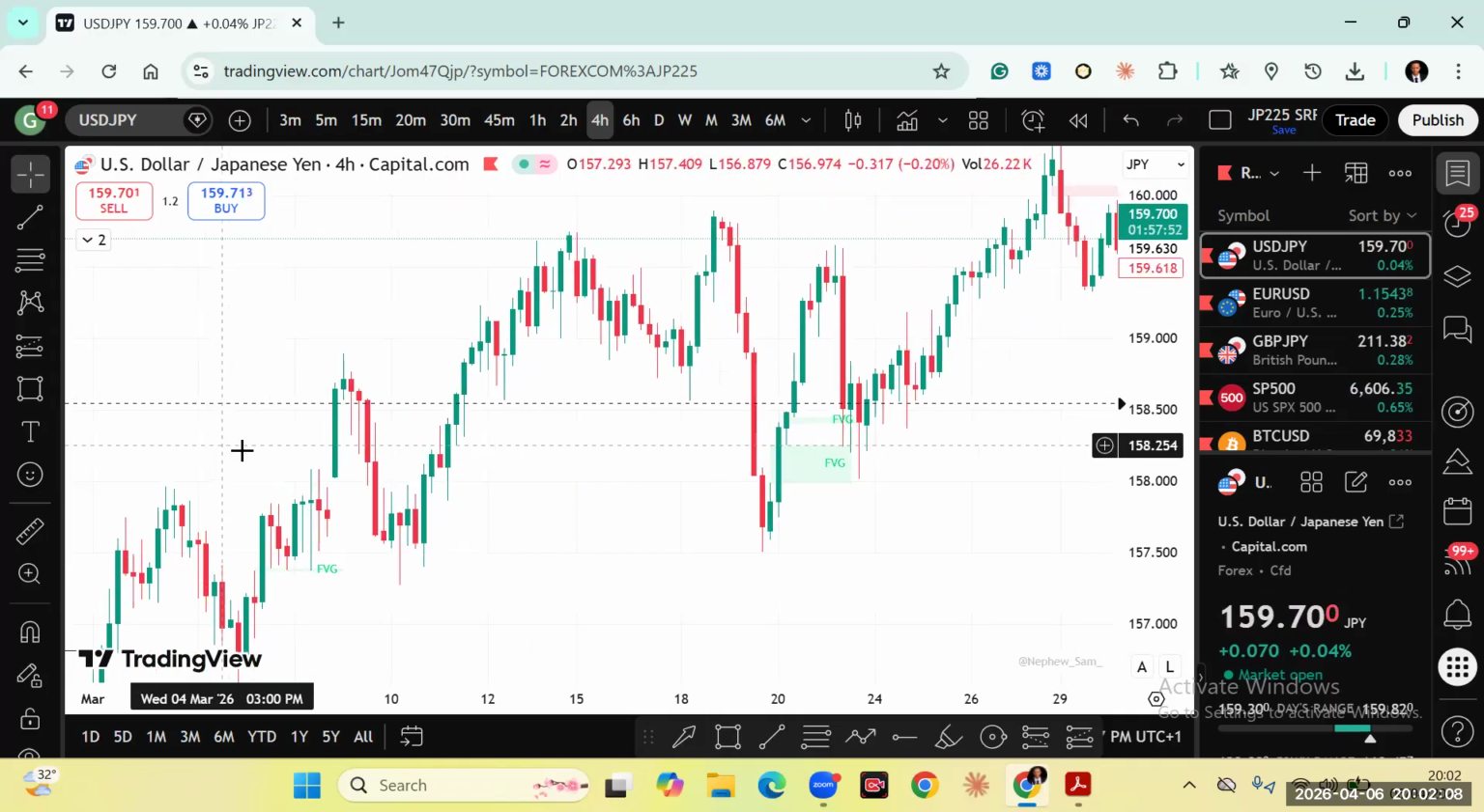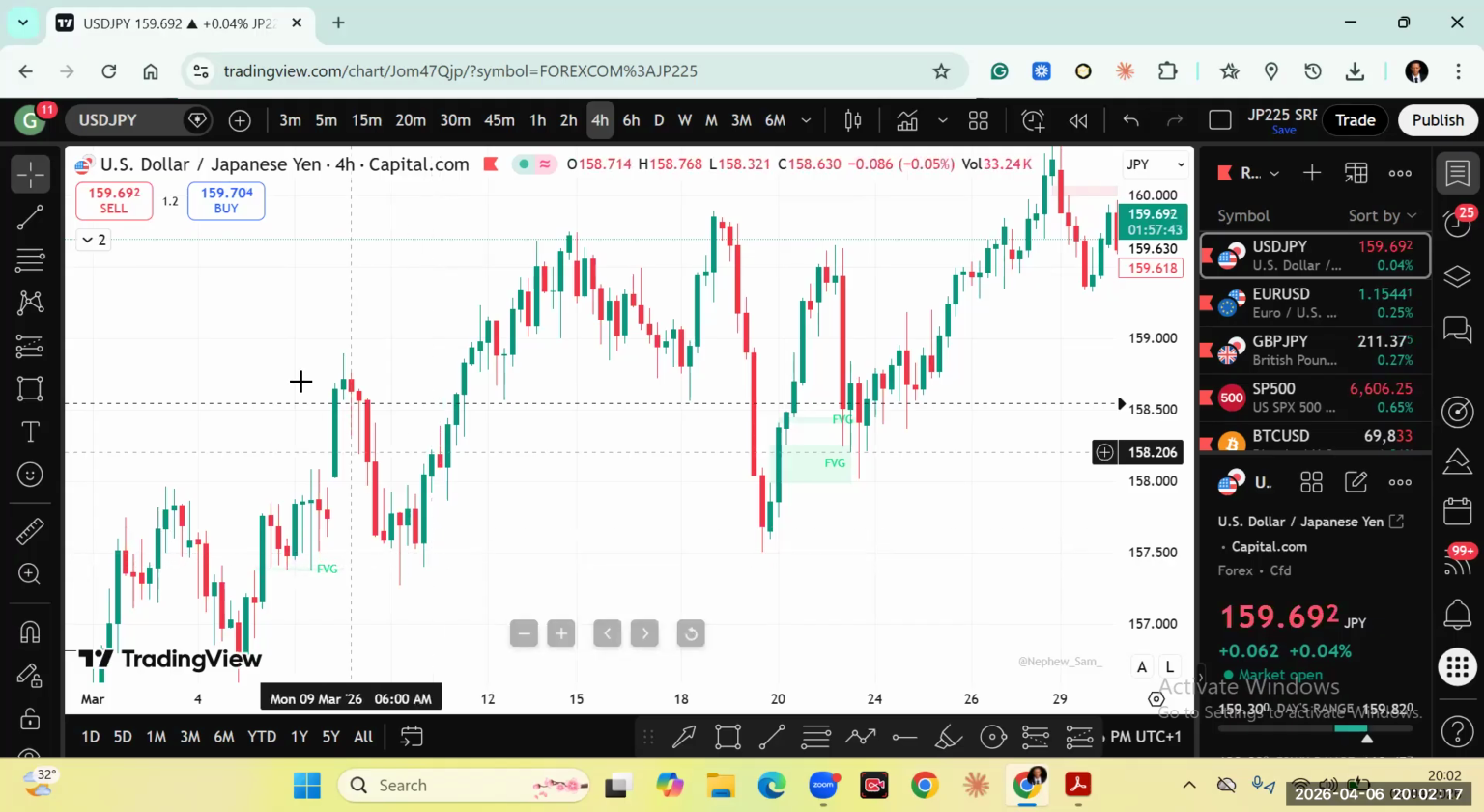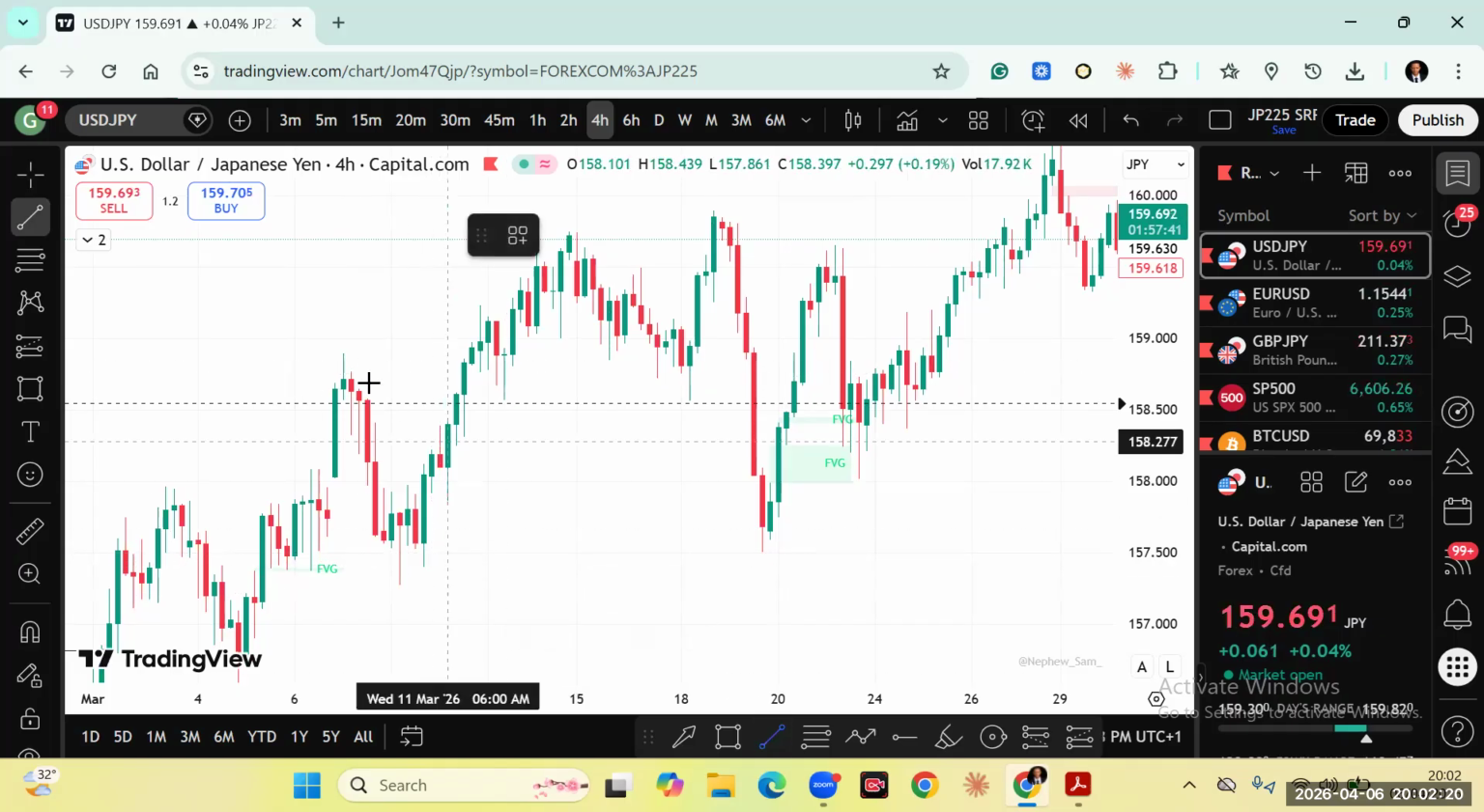Let me show you the one that is very clear. This is a liquidity graph. Even if you don't want to use it, this is a bullish liquidity graph, and price broke above this high. So it broke above this high.